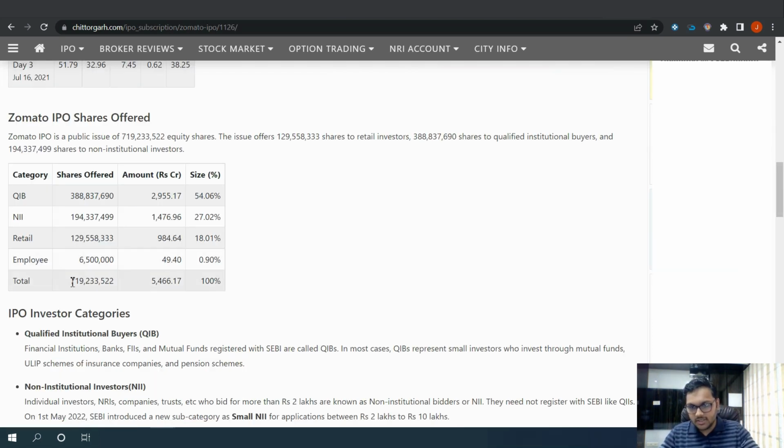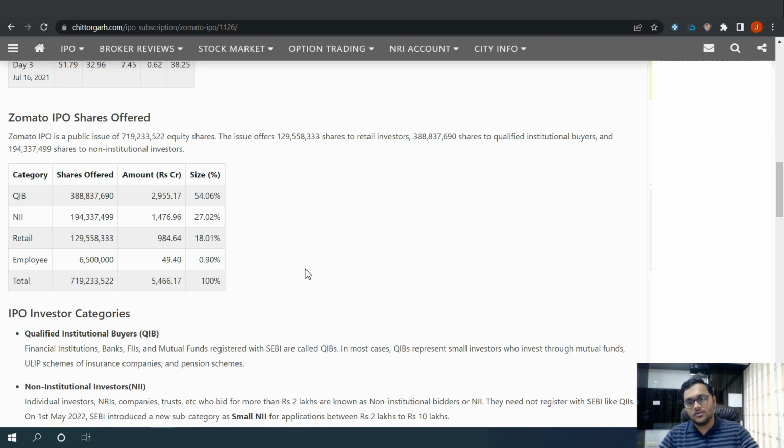Here you can see the total number of shares which are offered by Zomato. They are offering close to 71 crore shares, 72 crore shares, and these are across some different categories. So retail, QIB is qualified institutional buyer.